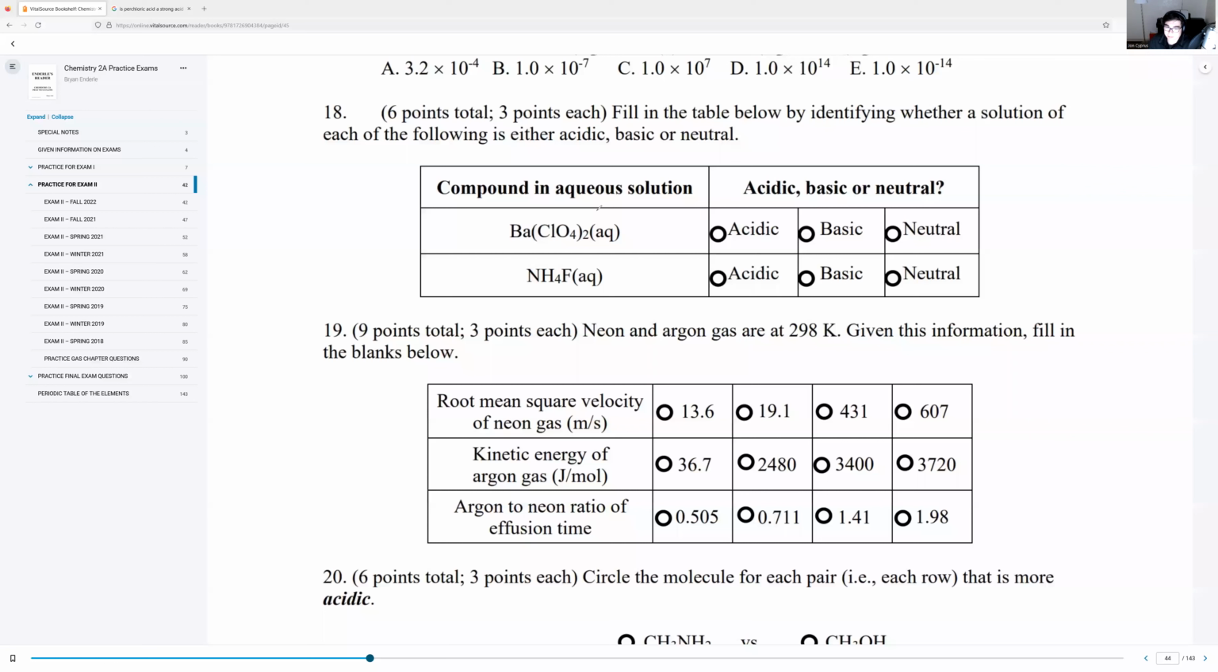So how you do this problem is you look at the ions in solution. You have barium 2+, and you also have ClO4 minus. Now, if these were to react with water, I would get barium hydroxide. You're not going to get barium hydride, BaH2, because H has a positive 1 charge. So you're not going to get that.